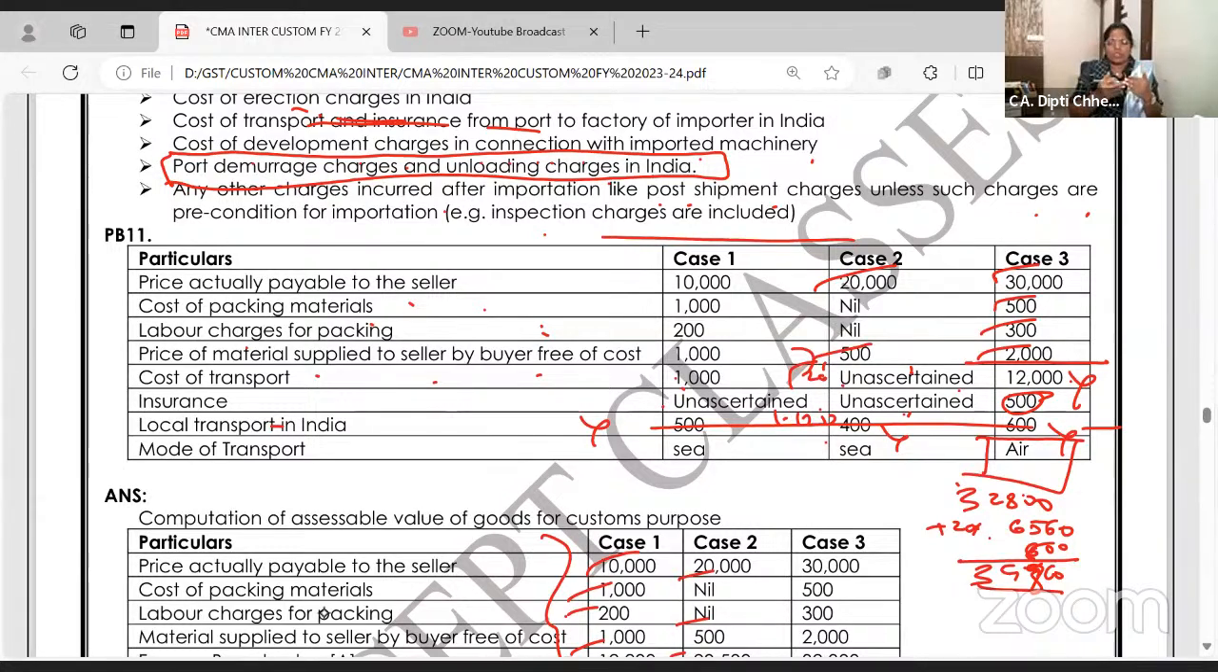If I import, freight is restricted to 20%. Insurance is restricted to 1.125%. Very important for MCQs. But if I am importing by airways and freight is given, then also it is restricted to 20% of the FOB. And FOB plus freight plus insurance will give you what, beta? CIF. What will we do on CIF?